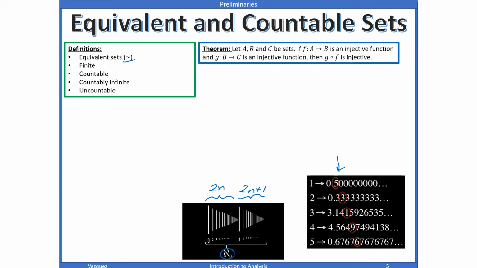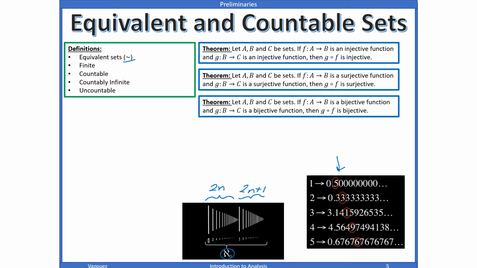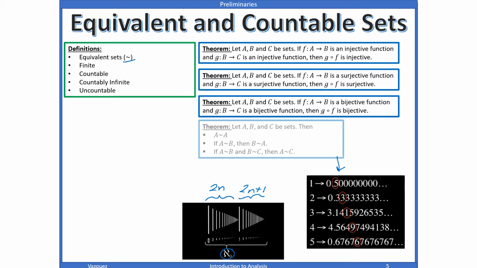And a few theorems we should know: if A, B, and C are sets, and we have a function f that maps A to B and is injective, and g maps B to C and is also injective, then the composition g of f is injective. And this works not only for injectivity, or one-to-one, but also for surjective functions, and also for bijective functions. So we should already be familiar with this. Maybe you even saw them in another class. Then there are these other three little theorems.